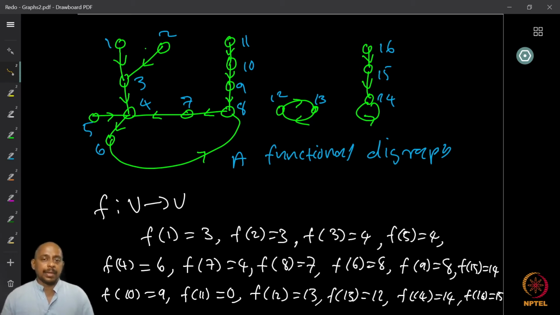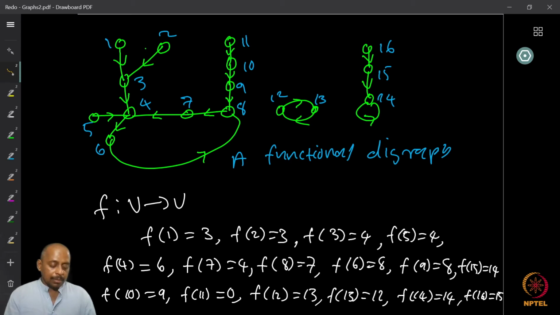Now, why is it called a functional digraph? Because it actually represents an endo function from V to V, right? So you can see the function by just looking at what each element is mapped to as the out neighbor of the vertex. The out neighbor of a vertex is the vertex which is obtained as a neighbor through the outgoing arc, right?